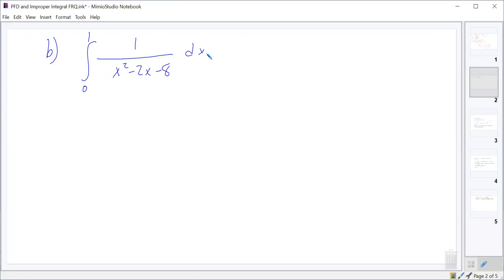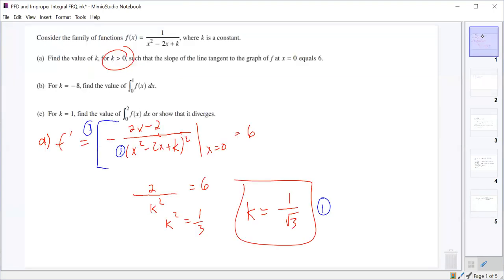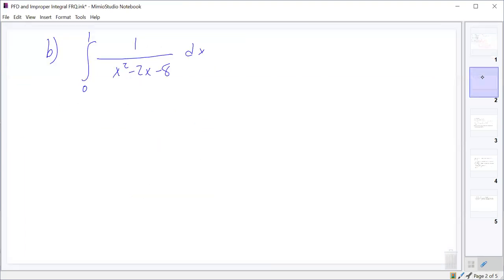And how are we going to go about doing this? That is the right function, right? x squared minus 2x minus 8. So what are we going to do with this? In order to integrate this, we'll have to do a partial fraction decomposition. What does this factor to? x minus 4 and x plus 2. Everybody agree with that?